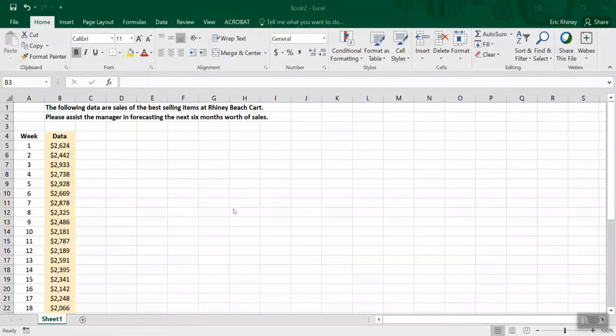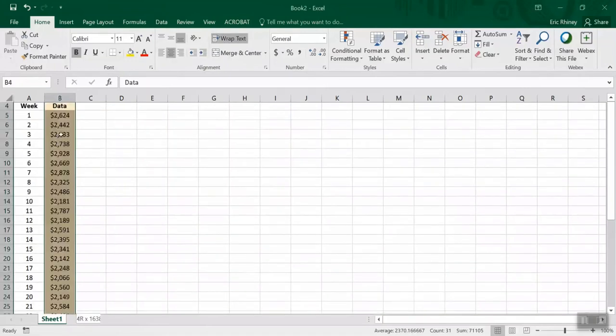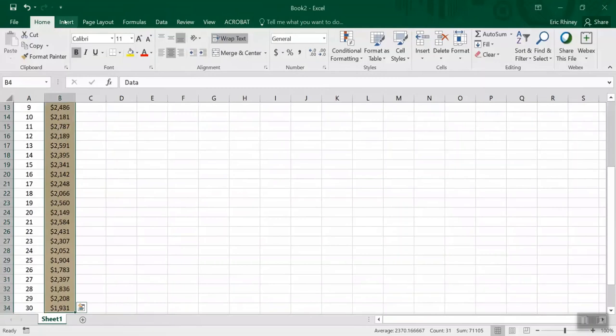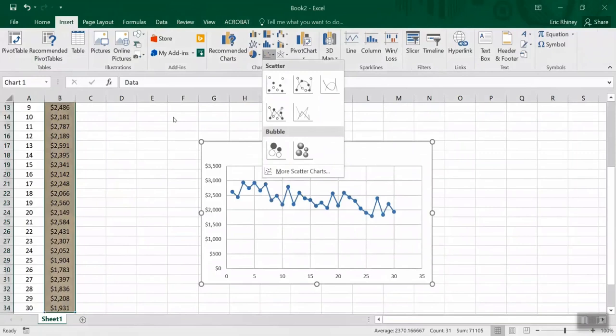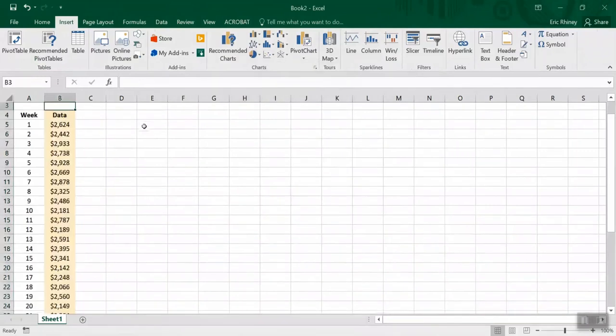Now, typically what we would do in any kind of forecasting is we first want to look at the data and see how it's behaving, and then do a checklist of things to see if we can get a good forecast. So I would first take this data and simply do some type of scatter plot just to see how well the data is holding up.